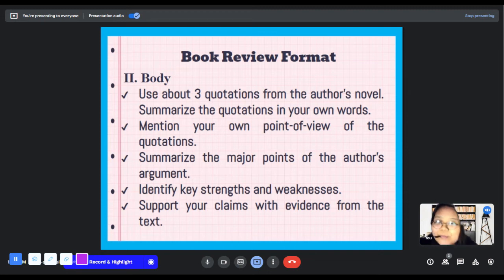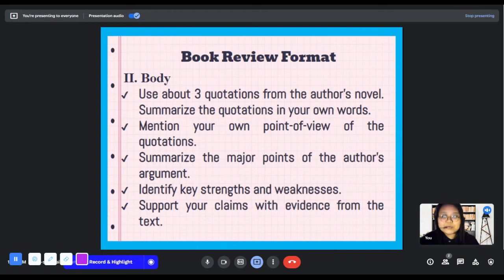Next, you have to share your own point of view of the quotation. Summarize the major points of the author's argument. Identify key strengths and weaknesses, because that is what book review is for. Again, this is a form of literary criticism. We cannot just simply talk about the good things. We have to see also the negative things or the weaknesses of that book.